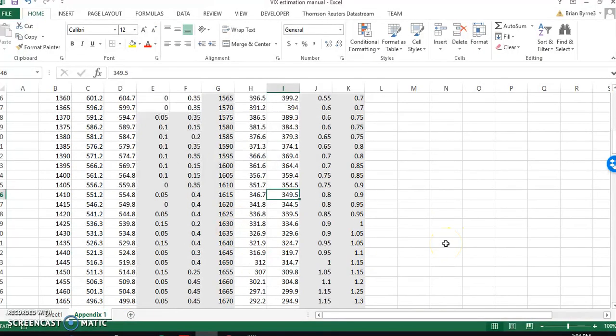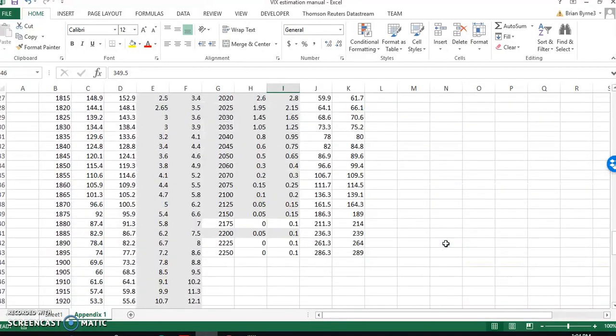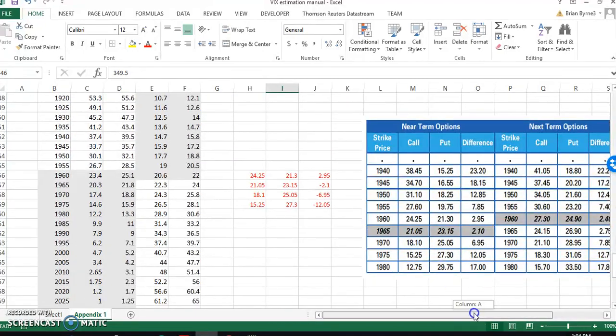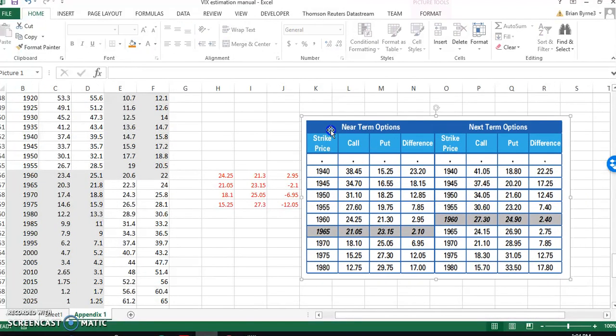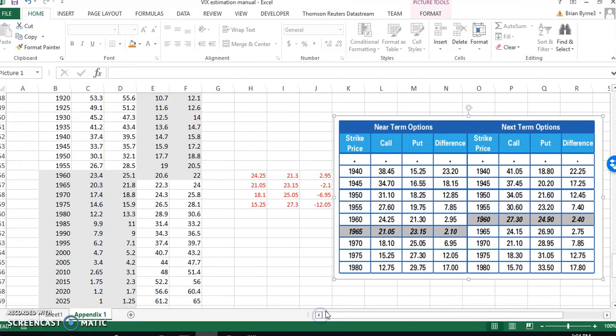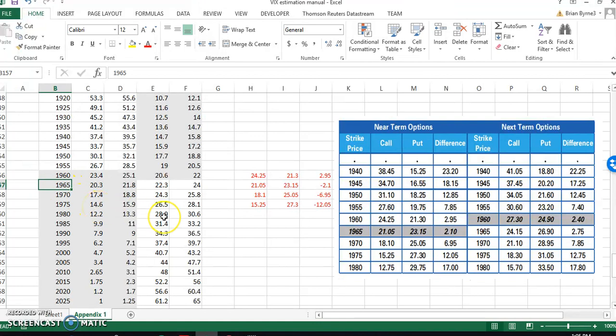Okay, now if we take our raw data, let's go back into the spreadsheet for a moment and have a look at the appendix. Right, and I come down a moment. So that's what was given in the paper. Let's bring that a little bit closer. And we've this 21 and 23. Okay, so this is for the near term option contracts, 21.05 and 23.15. Now that's not immediately obvious here, right?